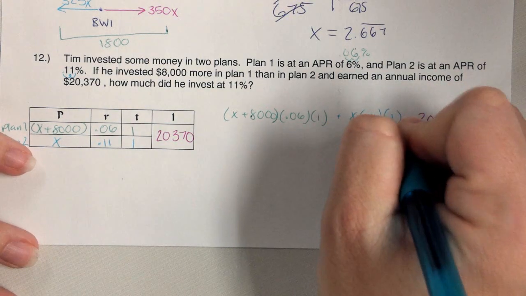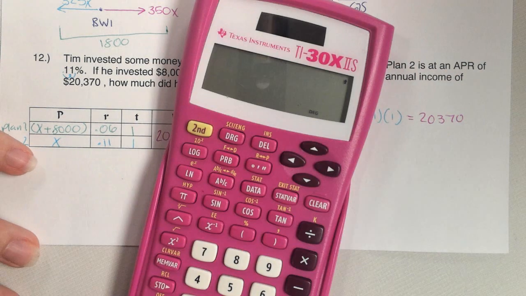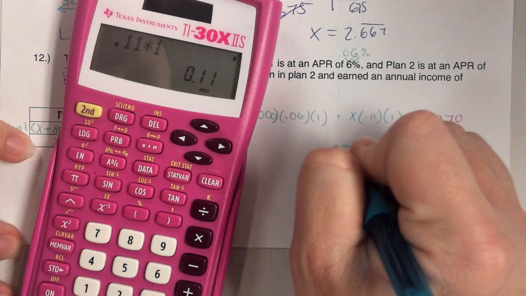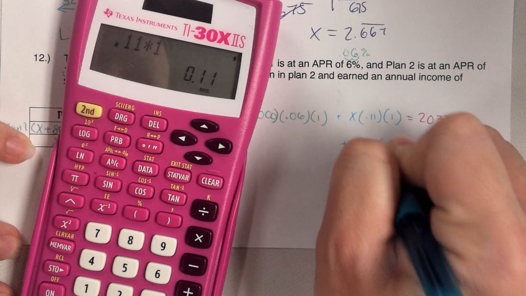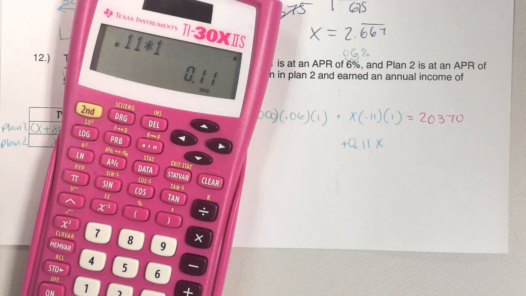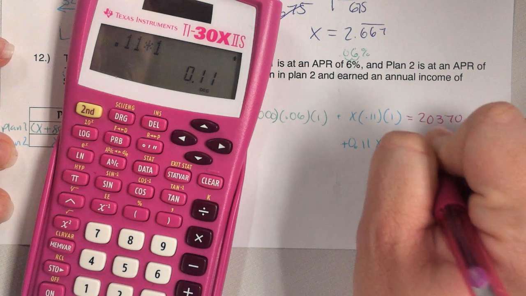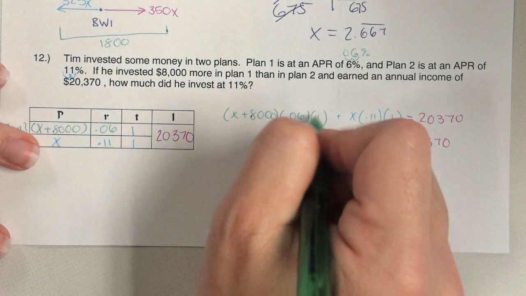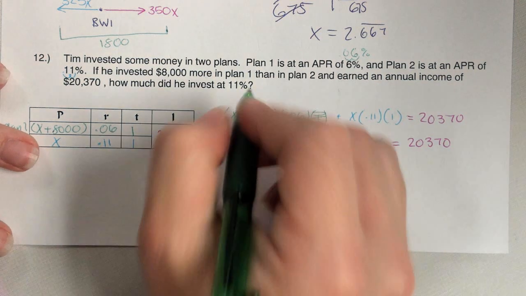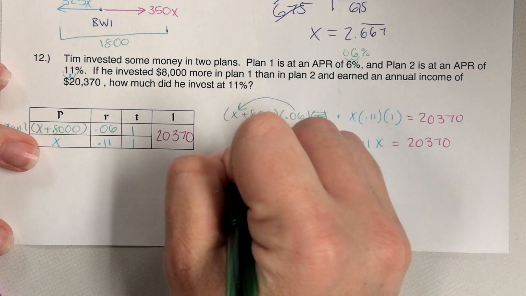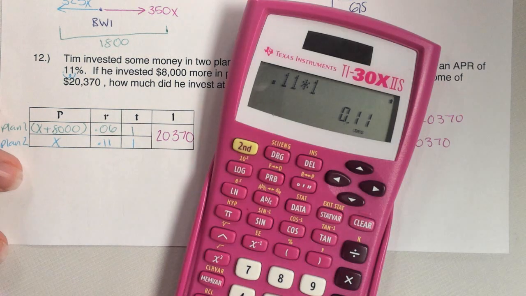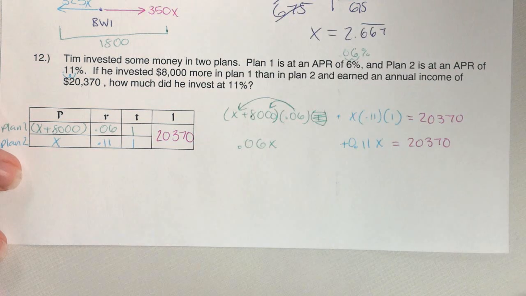So 0.11 times X, well, 1. So watch. 0.11 times 1 is just 0.11. And then times X, I can't do that in the calculator. So this is going to be positive 0.11X. Okay. I know it's still going to equal 20,370. So again, the same concept here. 0.06 times 1 is just 0.06. So now I have to distribute. 0.06 times X is 0.06X. 0.06 times 8,000 is 480.